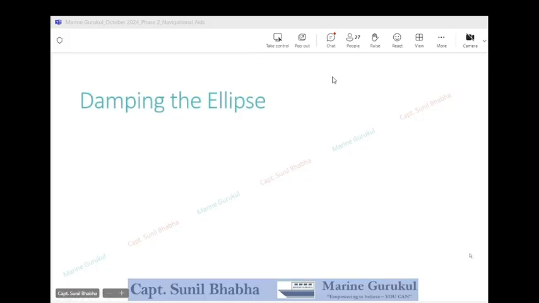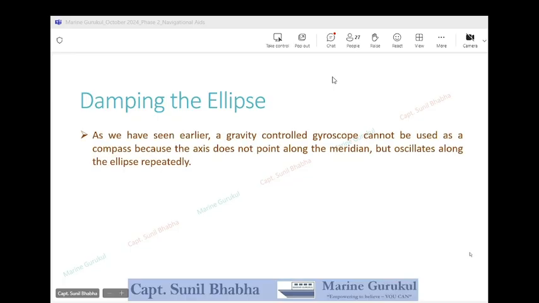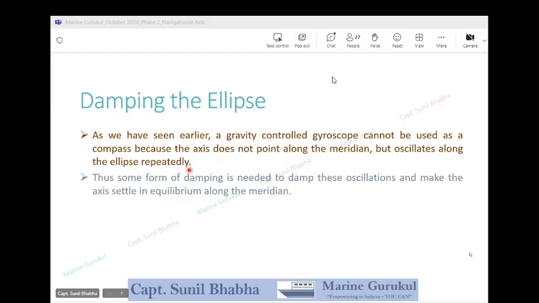In this presentation, we are going to see how the elliptical motion of a gravity-controlled gyroscope is dampened and how it is converted into a north-seeking gyrocompass. We have seen earlier that a gravity-controlled gyroscope cannot be used as a compass because its axis does not point along the meridian. The axis keeps on oscillating along the ellipse repeatedly. Thus, some form of damping is needed to dampen the oscillations and make the axis settle in equilibrium along the meridian so that we can use it as a direction finding instrument.